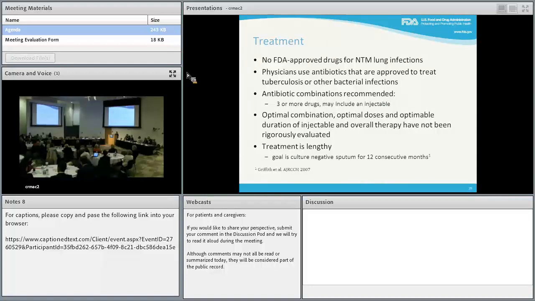In general, antibiotic combinations are recommended, usually 3 or more drugs, which may include an injectable drug. But the optimal combination of drugs, the optimal doses, and the optimal duration of both the injectable and the overall treatment regimen have not really been rigorously evaluated. The treatment is lengthy, with the goal of therapy being to achieve negative sputum cultures for 12 consecutive months.